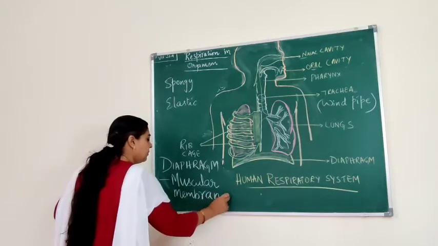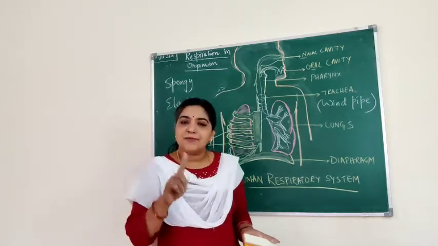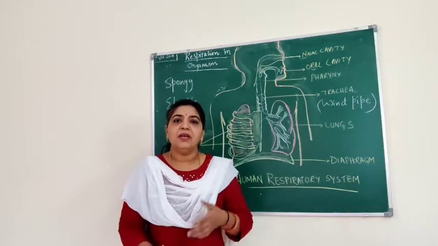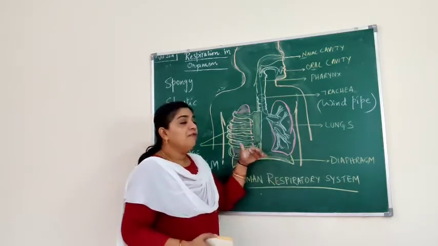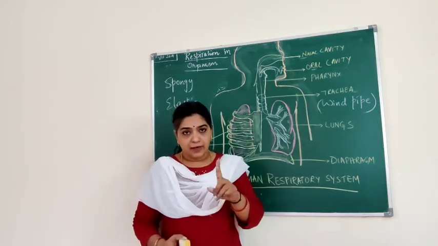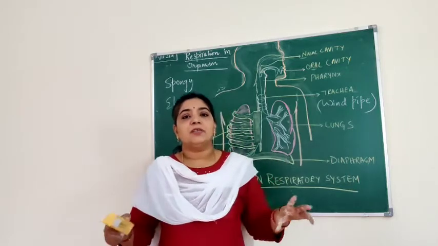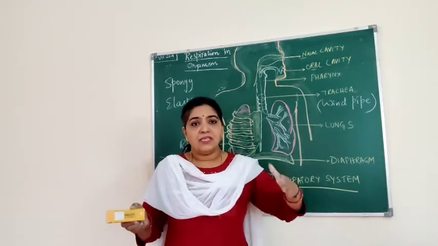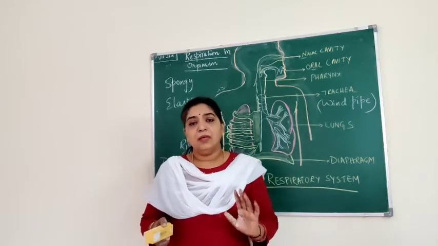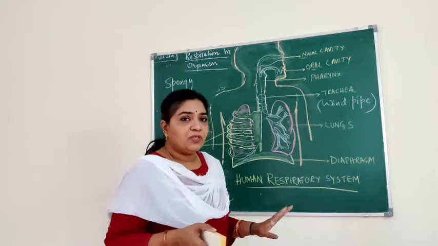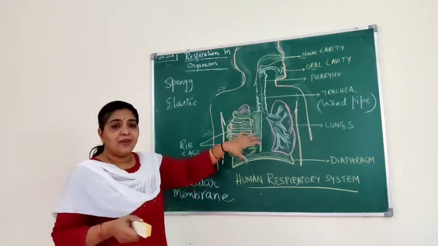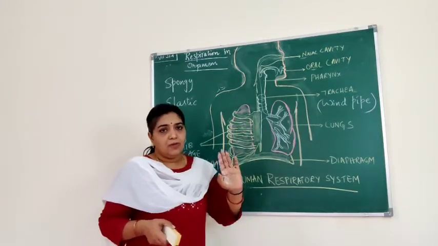This muscular membrane, diaphragm, helps in respiration. The diaphragm is a muscular membrane which separates our chest cavity from the abdominal cavity. Remember, diaphragm is a muscular membrane which separates our chest cavity from the abdominal cavity. So what is the function of diaphragm? It will also help in respiration other than separating our chest cavity from the abdominal cavity.